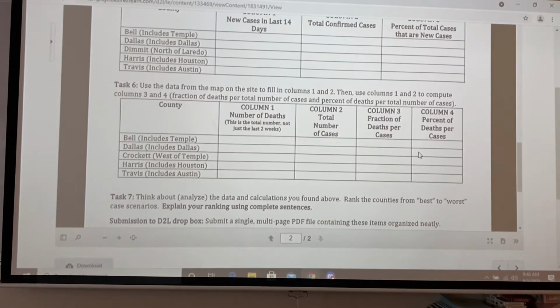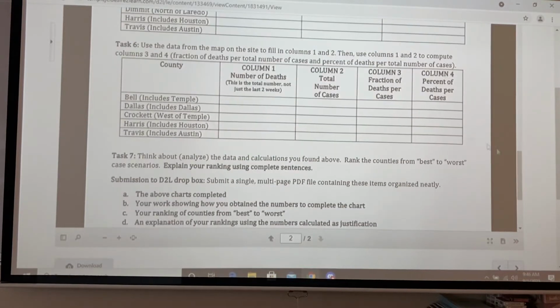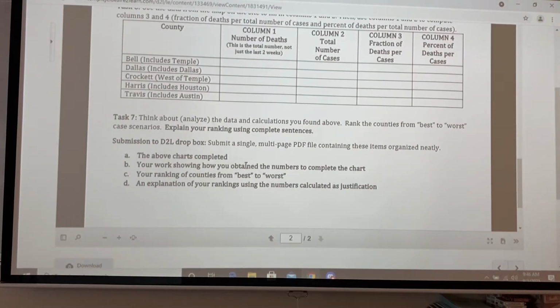Then we're going to look at the deaths, and we're going to see what percent of deaths there are per cases. Of those that get COVID, what percent die? And then you're going to have to analyze the counties. You're going to look at your data and you're going to analyze them. And you're going to decide which area right now is in the best shape, which one's in the worst shape. You're going to do some ranking. Okay, so let me do an example of this.